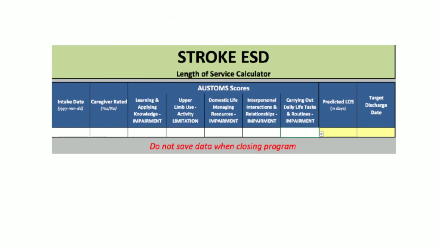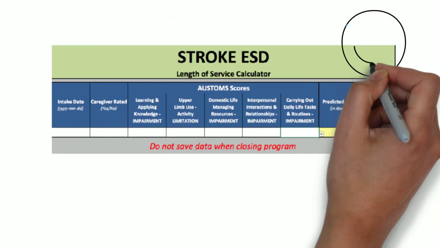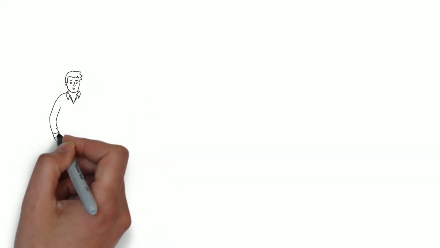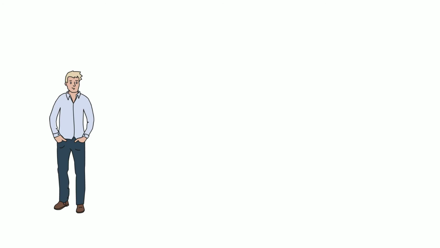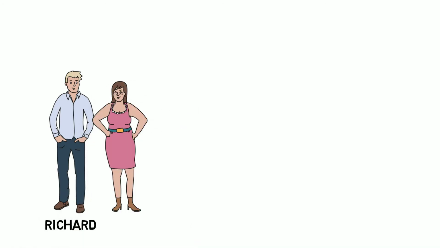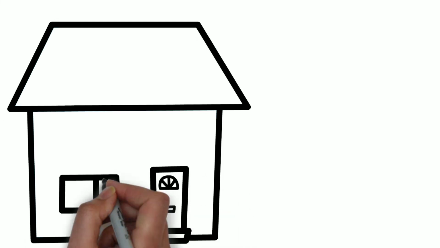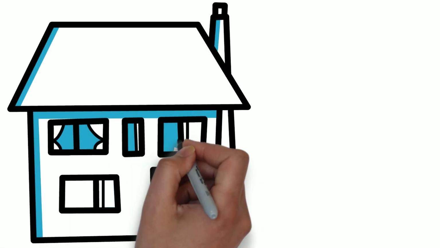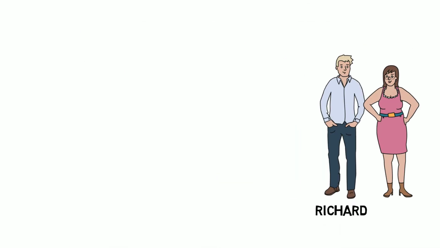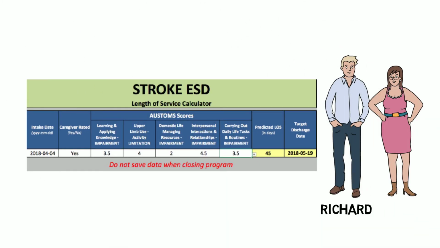So after figuring out all the formulas and writing code for the tool, I ended up with something like this. It ended up looking pretty cool, but how does it work? Let's take Richard for example. Richard had a stroke and is now with ESD. He has a wife that is very involved in his care. The ESD team visited Richard and his wife in their home and rated him on the OSTOMs the next Friday at rounds. The tool predicted that Richard should spend 45 days with ESD.